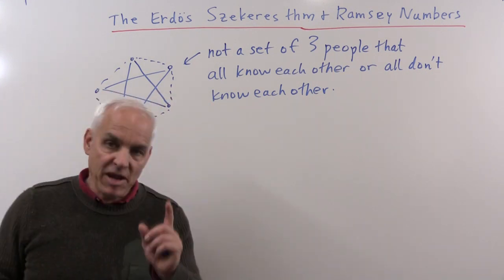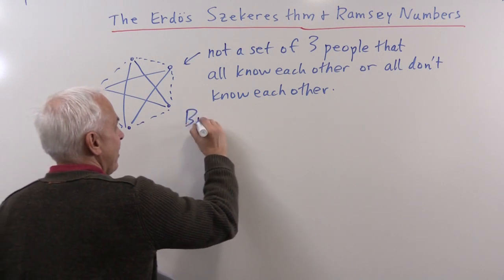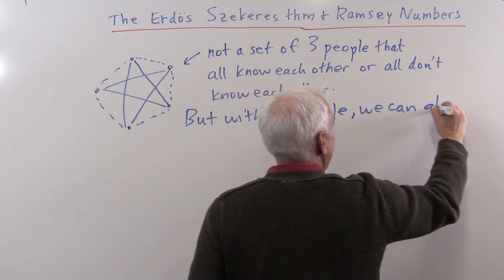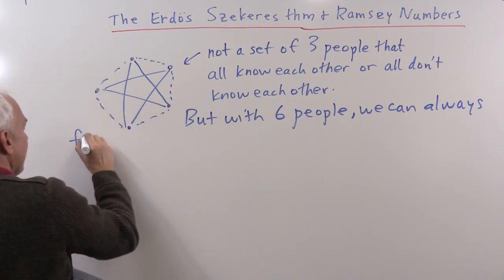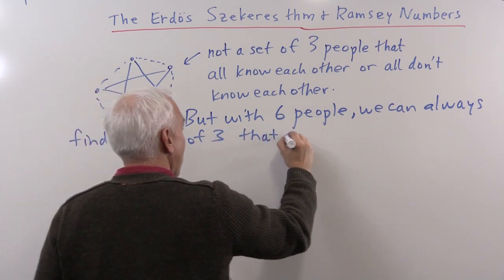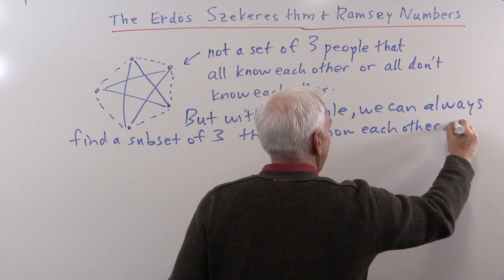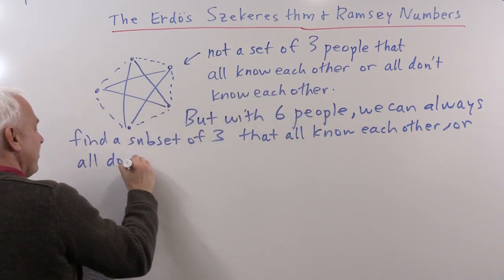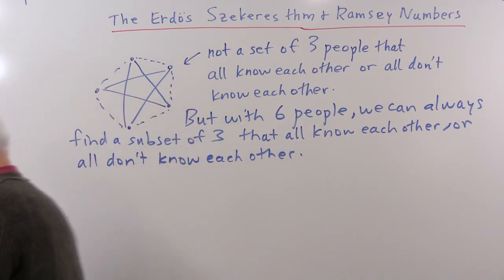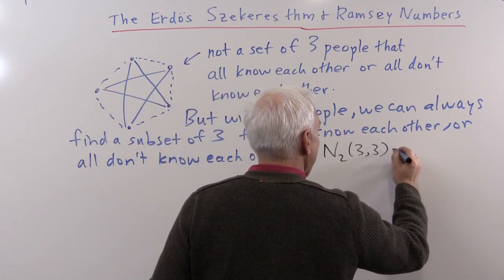But it turns out that if you have 6 people in a party, and some of them know each other and some of them don't, then with 6 people, we can always find a subset of 3 that all know each other, or all don't know each other. We write this in this way. This is a Ramsey number.